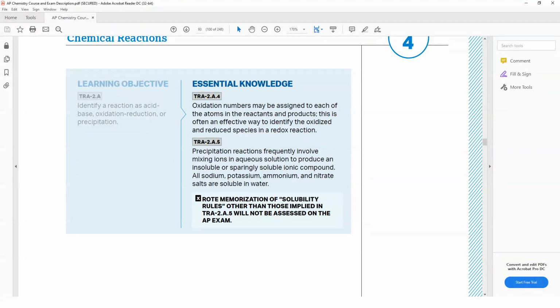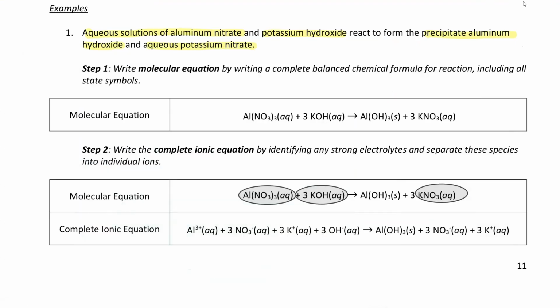So when you are assessed and when you take the AP test, those are going to be the ones that you are expected to know are soluble, right? Anything else is beyond what you're going to be asked to do, which is great because that means you don't have to memorize all of these, right? So that applies here in our example, right? We've got aluminum nitrate, which will be soluble. We've got potassium hydroxide, which is going to be soluble, right? We've got nitrate, we've got potassium. So I've circled here in this second part, step 2, my 3 species that will be soluble. Okay, they're strong electrolytes.